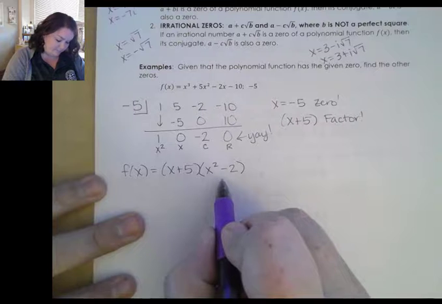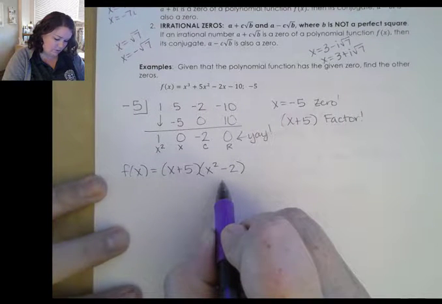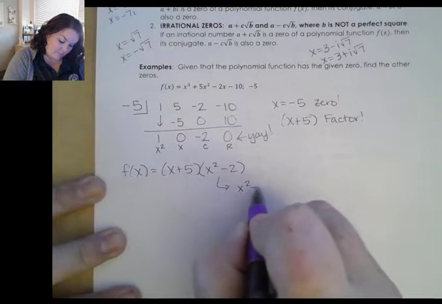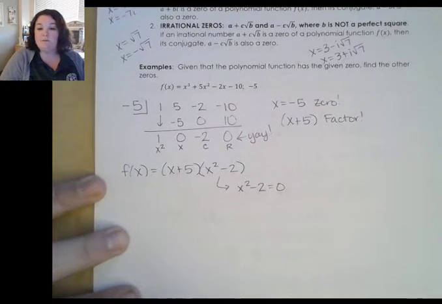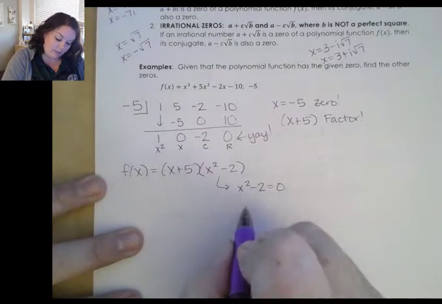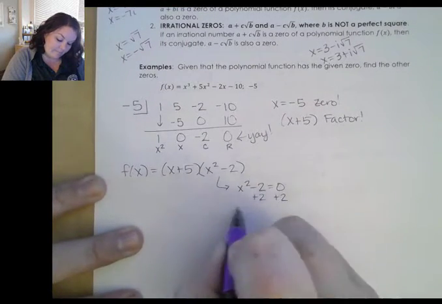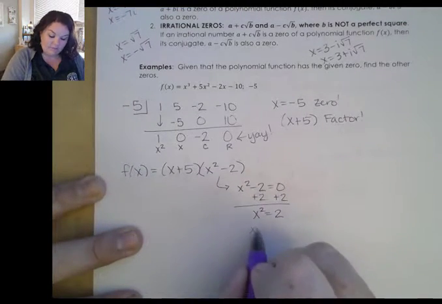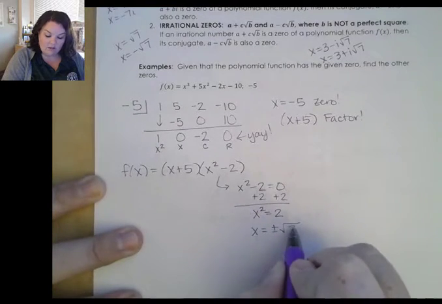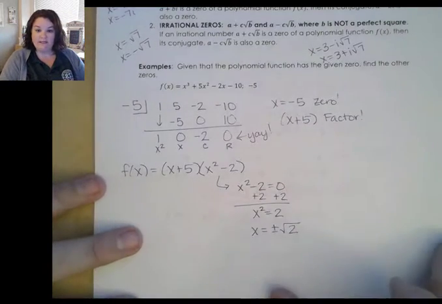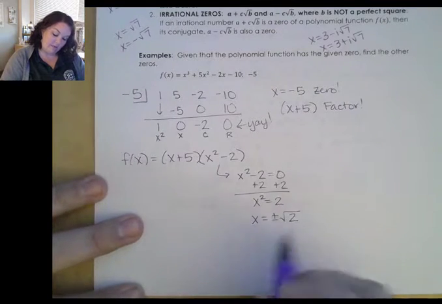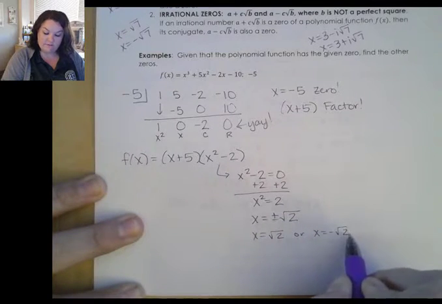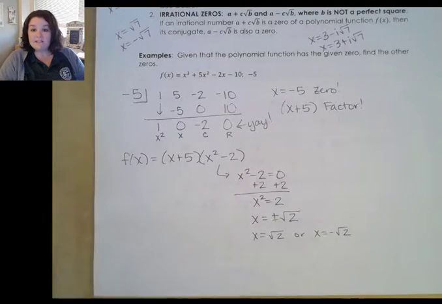So I'm going to go ahead and set this one equal to 0. So x squared minus 2 equals 0 to figure out what the remaining zeros are. So I'm going to move my 2 over by adding. So I get x squared is equal to positive 2. And then I can solve this by taking the square root as long as I don't forget my plus or minus. Okay? So what I'm ending up with is x equals the square root of 2 or x equals negative square root of 2. Okay? So there's two things I should be able to do from here.